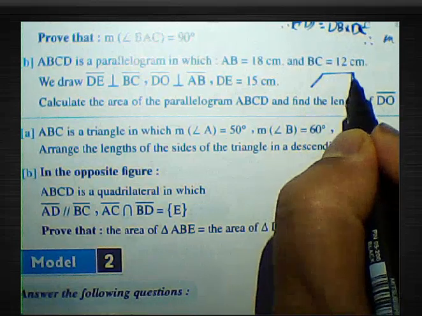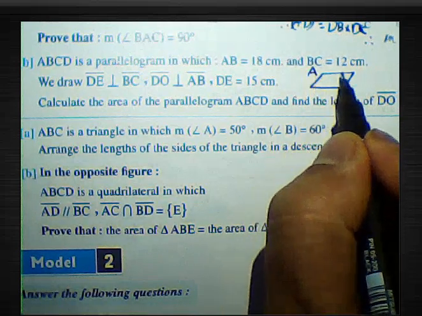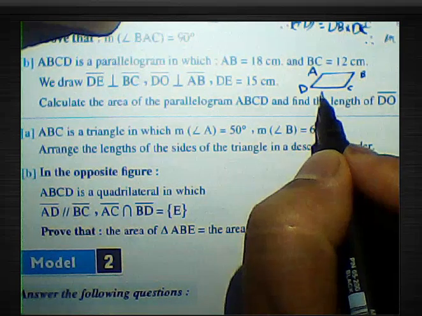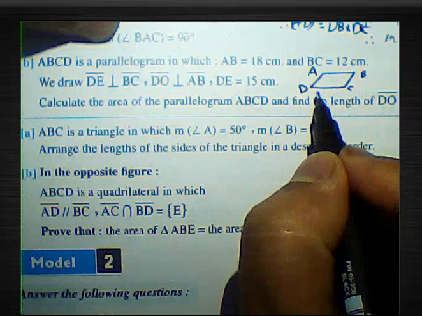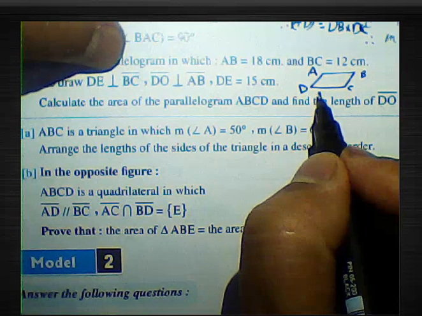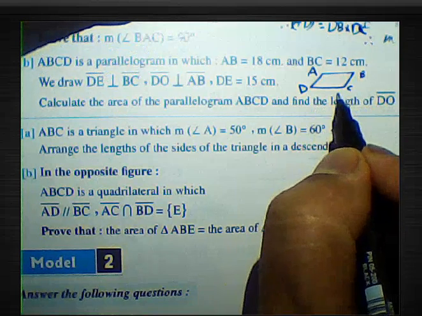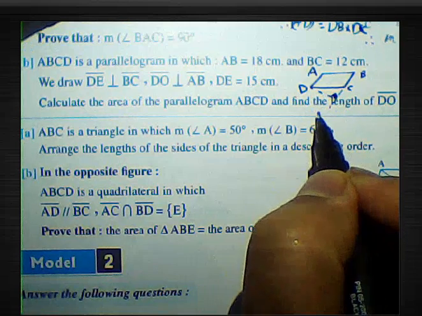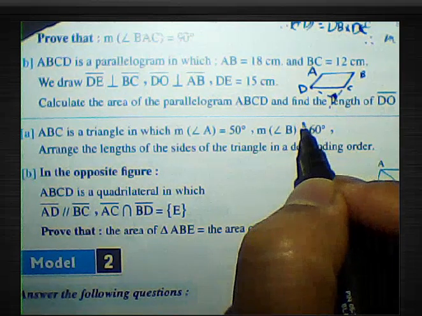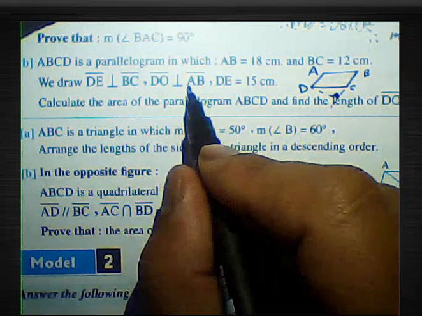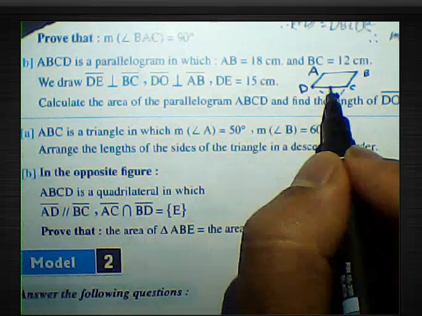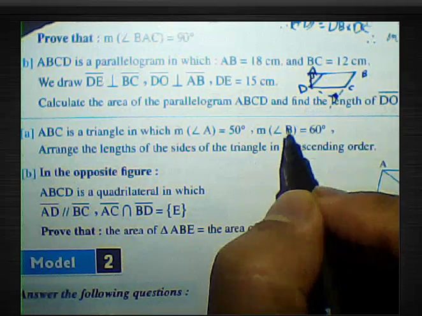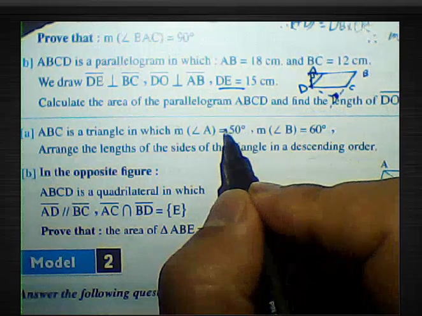We can draw here the parallelogram ABCD and DE perpendicular to BC. We draw the perpendicular here, to the base. And DO perpendicular to AB. DO perpendicular to AB. And DE equals 15 centimeters.